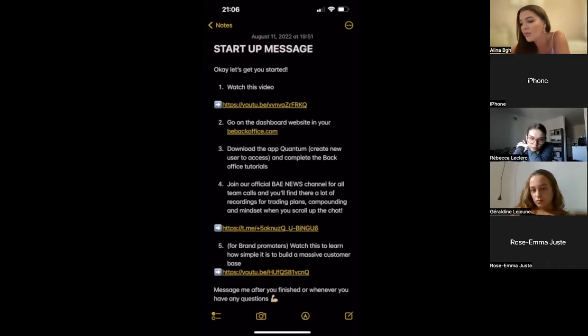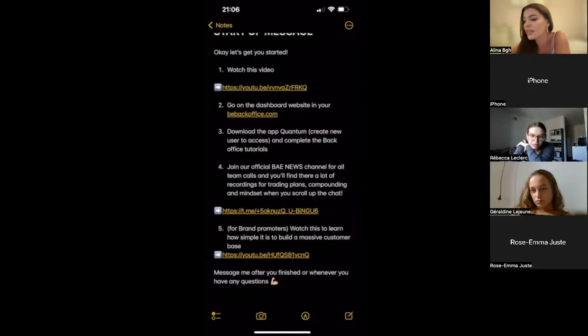The third step is to download the app Quantum. Okay, download the app Quantum, create a new user to access, and complete the back office tutorials. Okay, you find the back office tutorials right in the Quantum app, when you click on resources. All right. Then the fourth step is to join our official Bay News channel.